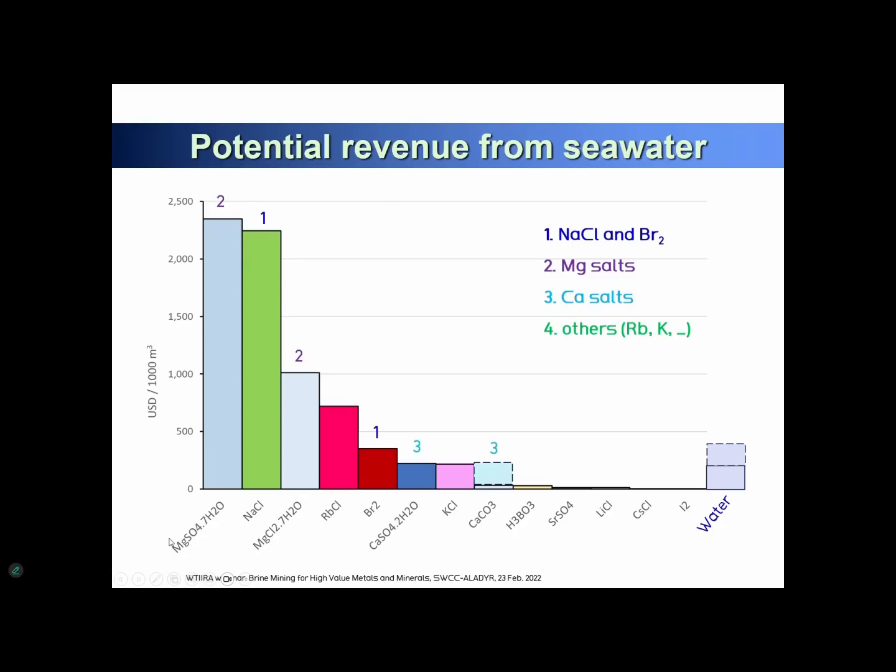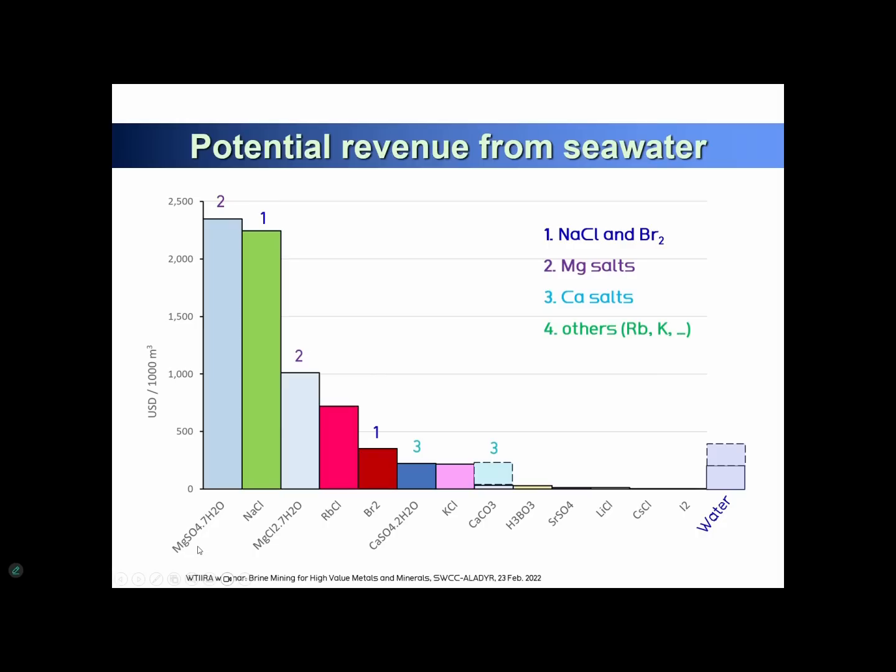So magnesium sulfate. When you have a brine, this is the easiest way to produce. Also sodium chloride without any chloroalkali method. So sodium chloride itself is just good value. And then magnesium chloride, rubidium chloride, bromine, calcium sulfate, potassium, calcium carbonate, and water. So this is the value. Yes, you can just produce the water, which is almost 100% recovery.